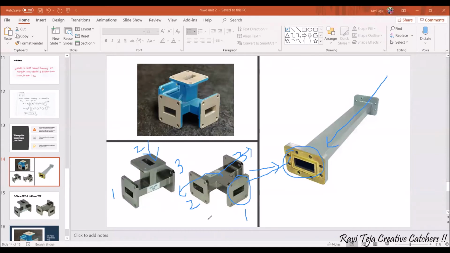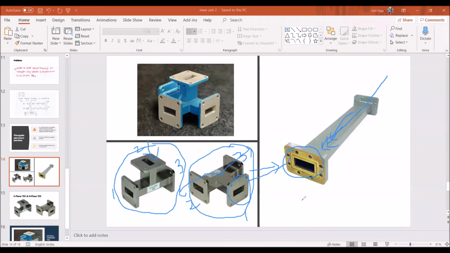Whenever you are using the electric field of a microwave signal, we need to use one kind of microwave junction. Whenever you are using the magnetic field through this particular waveguide, we need to use another kind. Generally we will be transmitting an electromagnetic wave in two modes: one is transverse electric mode and the other is transverse magnetic mode. Whenever a transverse electric mode is used, we need to use one kind of microwave junction. Whenever a transverse magnetic mode is propagated, we need to use another kind of microwave junction.